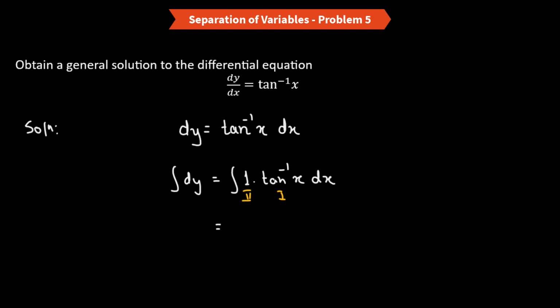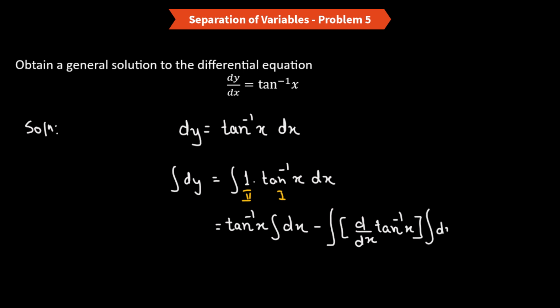Integrating by parts, we get tangent inverse of x multiplied by integration of 1 dx, minus integration of the derivative of tangent inverse of x with respect to x times integration of dx, whole integrated with respect to x, which gives us x tan inverse of x minus integration of the derivative of the inverse tangent function, which is 1 over 1 plus x squared, times integration of dx, which is simply x, and whole integrated with respect to x.